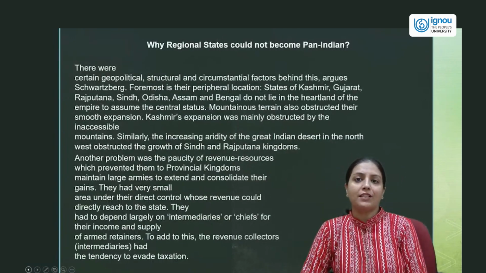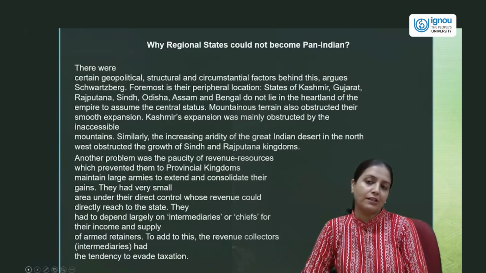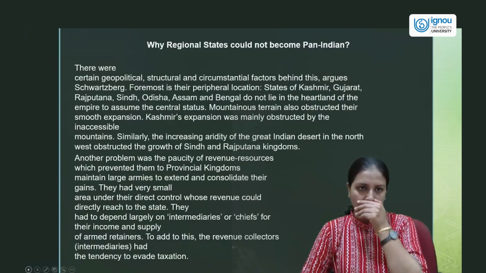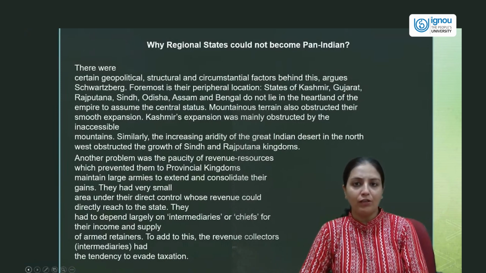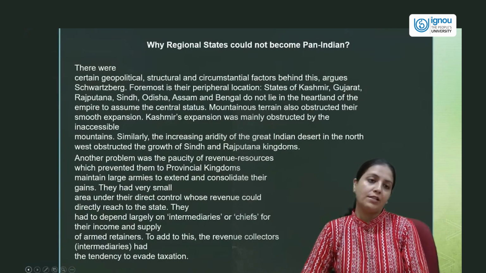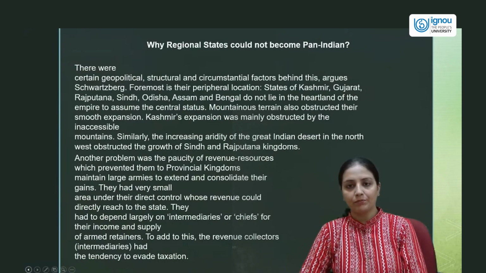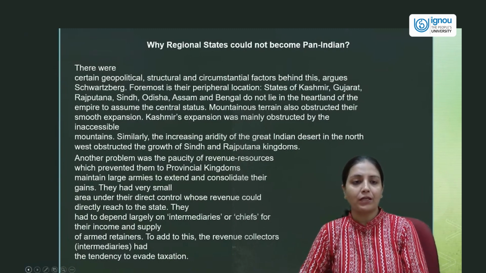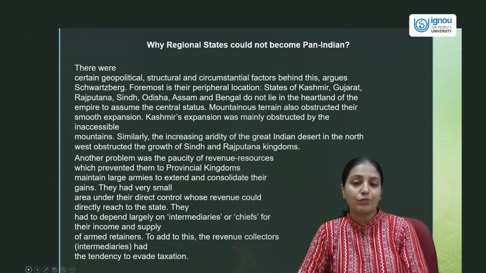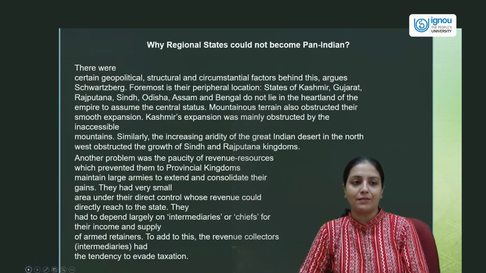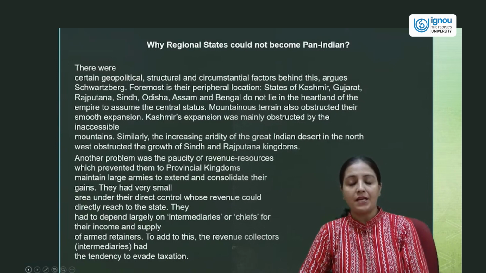Next, why regional states could not become pan-Indian. There were certain geographical and circumstantial factors behind this. Foremost is their peripheral location. The states of Kashmir, Gujarat, Rajputana, Sindh, Odisha, Assam and Bengal do not lie in the heartland of the empire to assume the central status. Mountainous terrain also obstructed their smooth expansion. Kashmir's expansion was mainly obstructed by inaccessible mountains. The increasing aridity of the Great Indian Desert in the northwest obstructed the growth of the Sindh and Rajputana kingdoms.